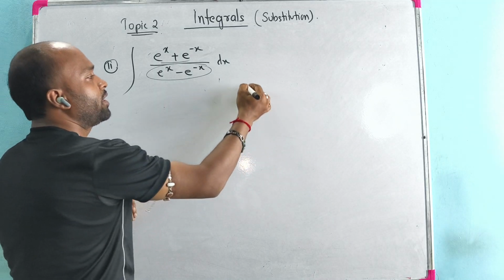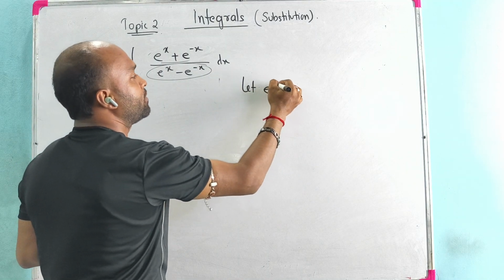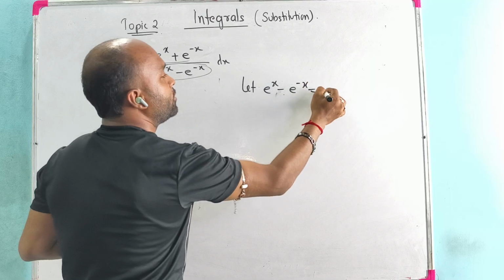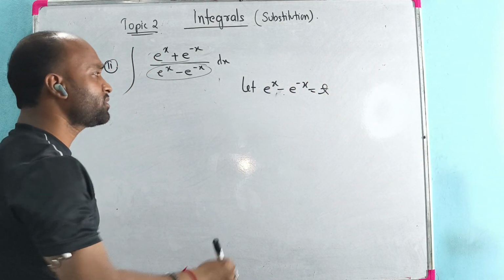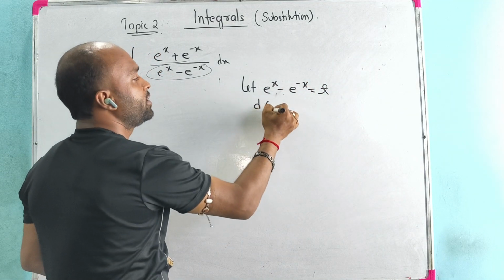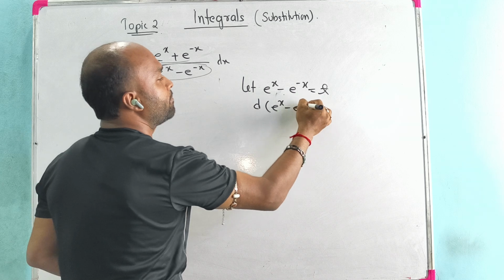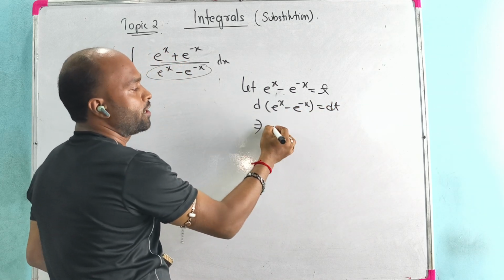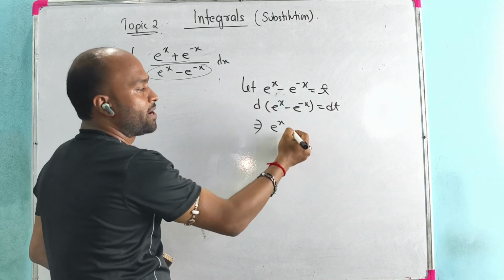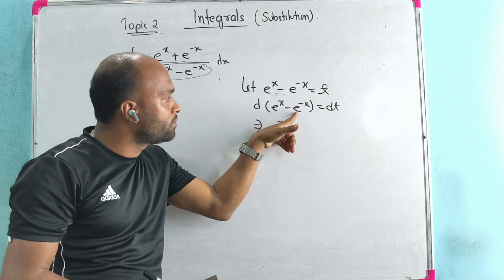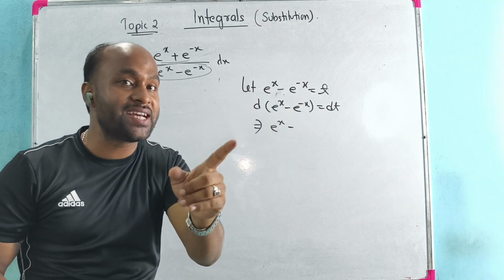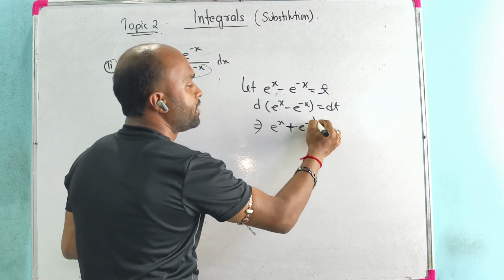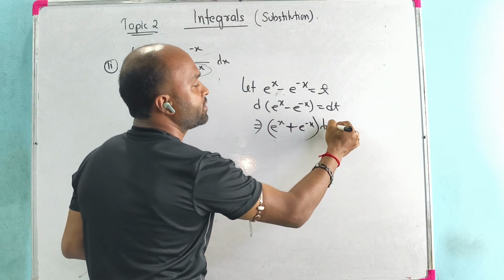So based on that, I am considering e^x minus e^(-x) equal to t. Now differentiate both sides. d/dx of (e^x minus e^(-x)) equal to dt. Now d/dx of e^x, how much? e^x, right? Minus d/dx of e^(-x). This means minus e^(-x), so minus minus gives plus, right? Now after that you write dx equal to dt.